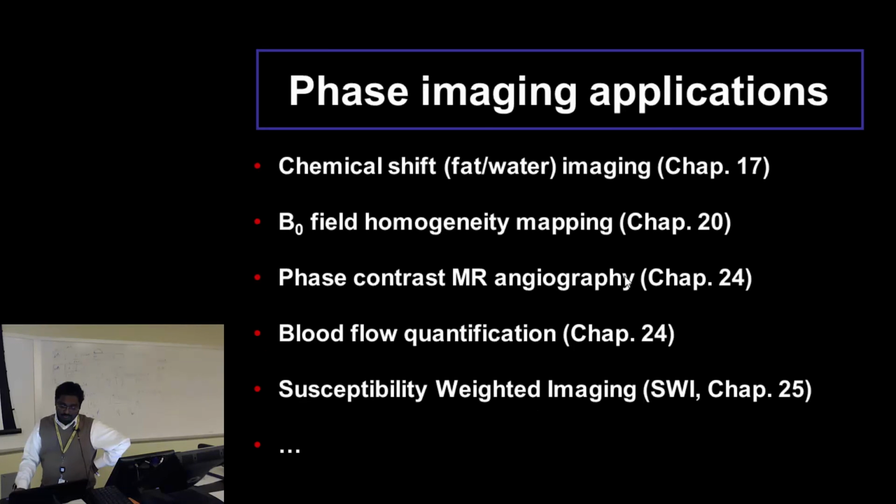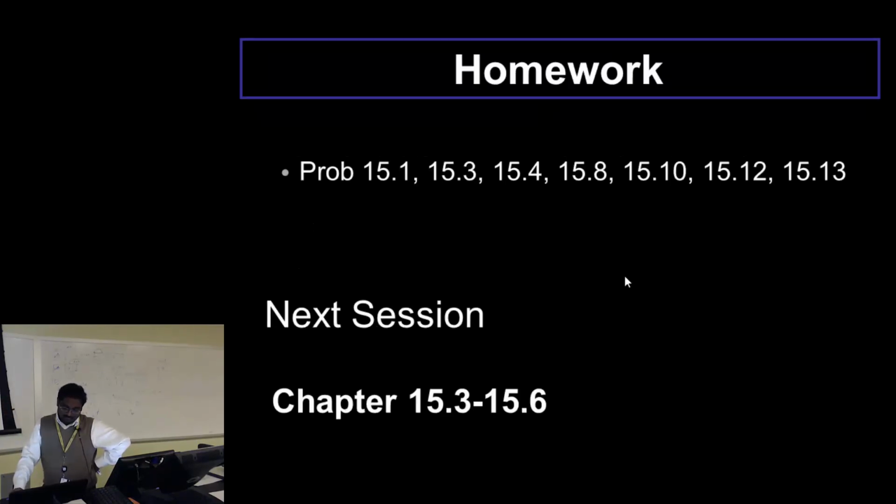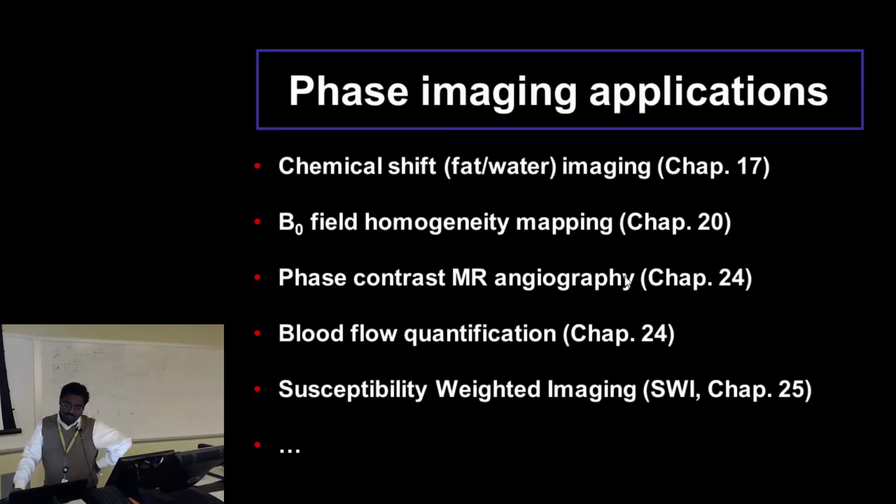The other ones are, well, phase is also used for other effects, for example phase contrast imaging, which is used for blood flow quantification, etc. All of these are covered in those respective chapters. In the next class we'll go over the chemical shift effect that we just talked about in much more detail. Okay.